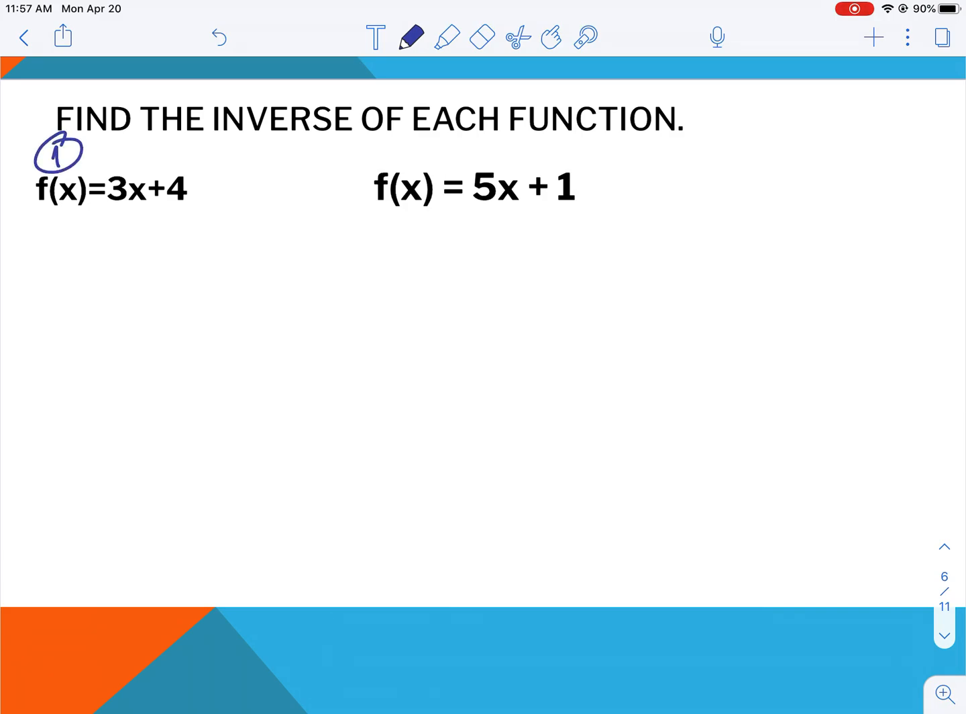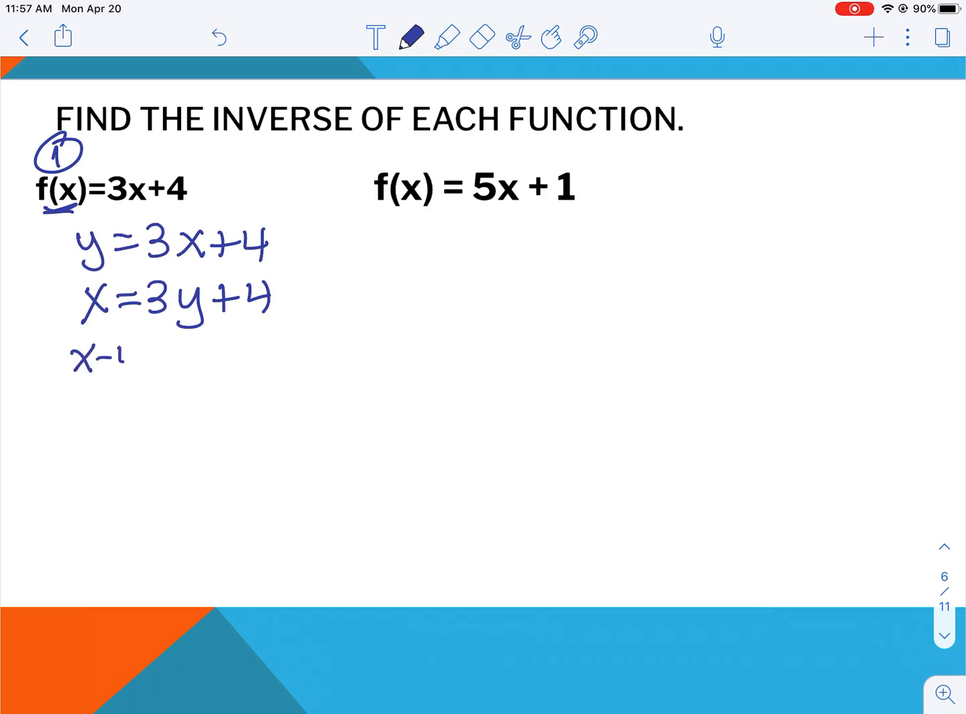Okay, so let's try a couple examples. Let's say we have this first one here and we want to find the inverse of this. So f of x is like a y. The first thing I always do is change it to y. And then the second thing is what an inverse is: interchange the x and y. So I'm going to put x on this side, and y on the other side. Notice I did not touch the 3 and the 4. They stay where they're at. I'm just taking x and y and swapping them.